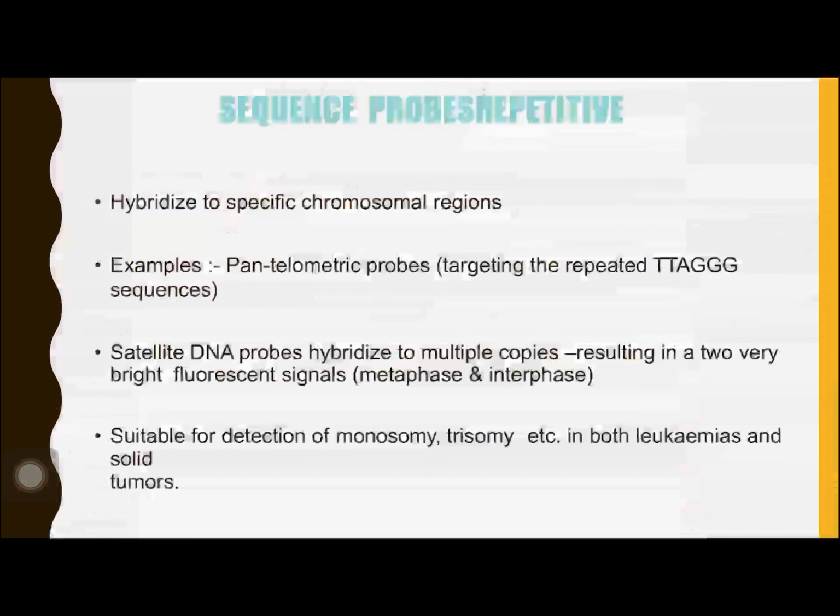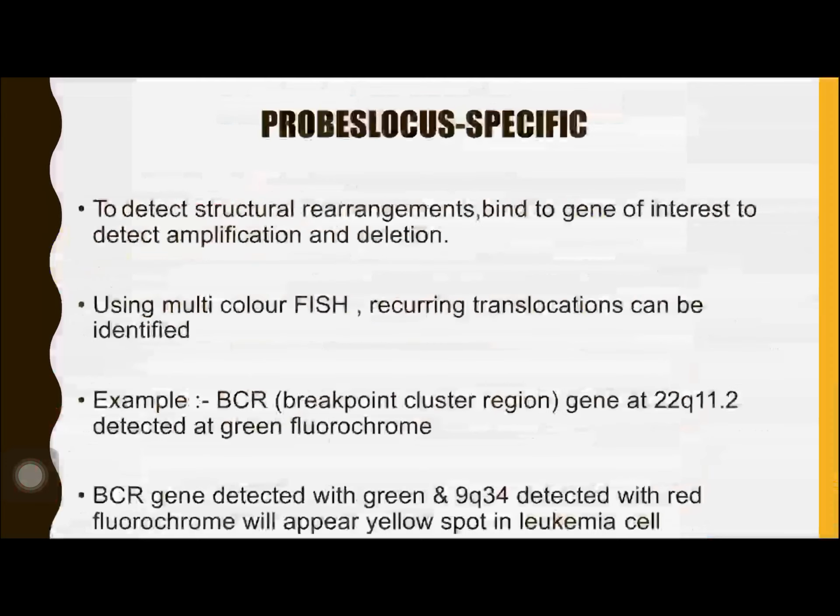Repetitive sequence probes hybridize to specific chromosome regions. Examples: pantelomeric probes. Satellite DNA probes hybridize to multiple copies, resulting in two very bright fluorescent signals in metaphase and interphase, suitable for detection of monosomy, trisomy, etc., in both leukemias and solid tumors.